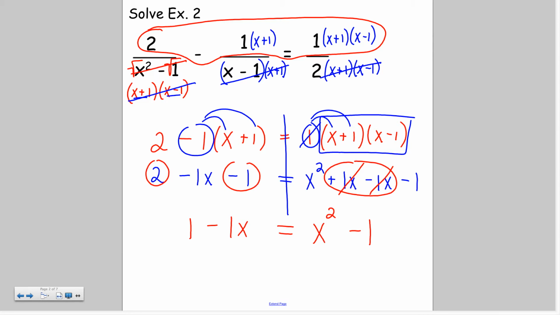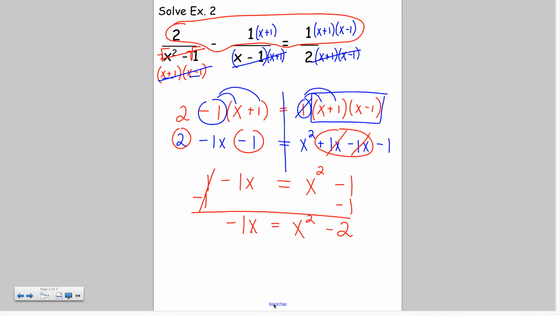At this point, I'm just trying to get everything still together, my like terms. So if I move 1 to be with the other 1, my 1's cancel. I still have x squared. Negative 1 minus 1 is negative 2. Be careful not to cancel that out. This one's a little bit more difficult because at the end, you notice you've got an x squared and an x and a constant. So at this point, I hope you recognize that we're going to have to factor it.